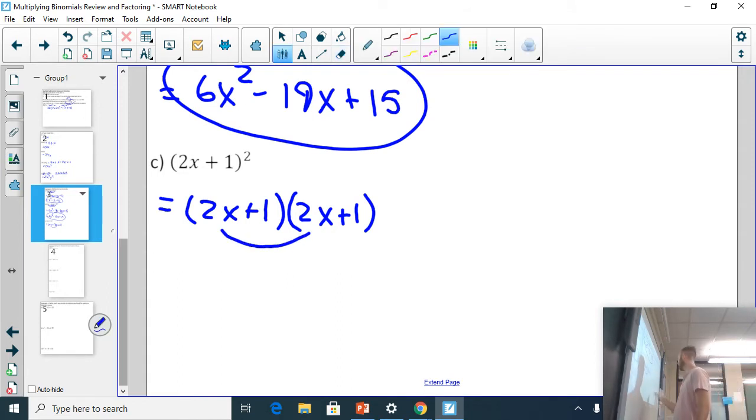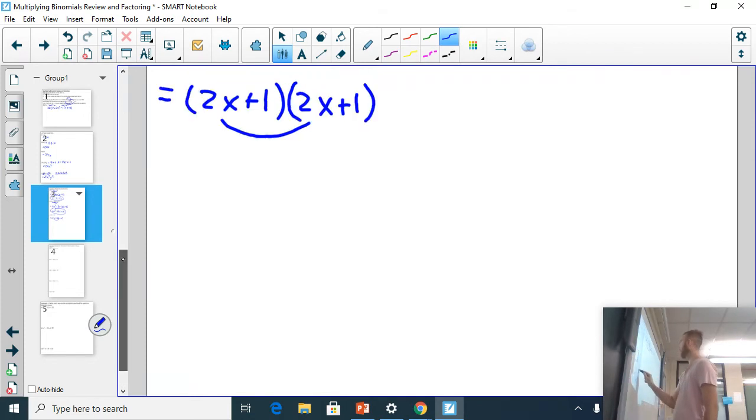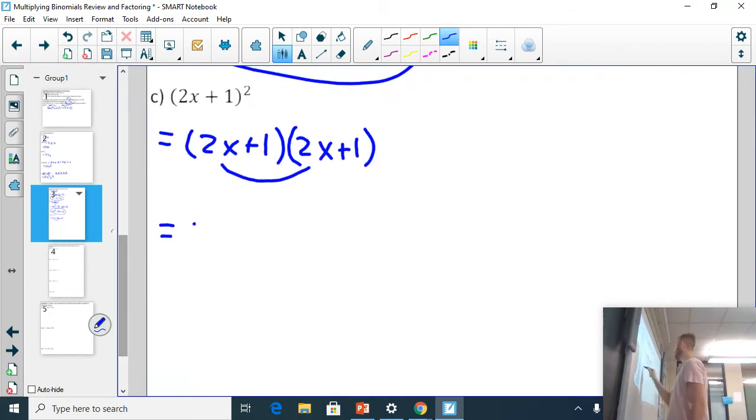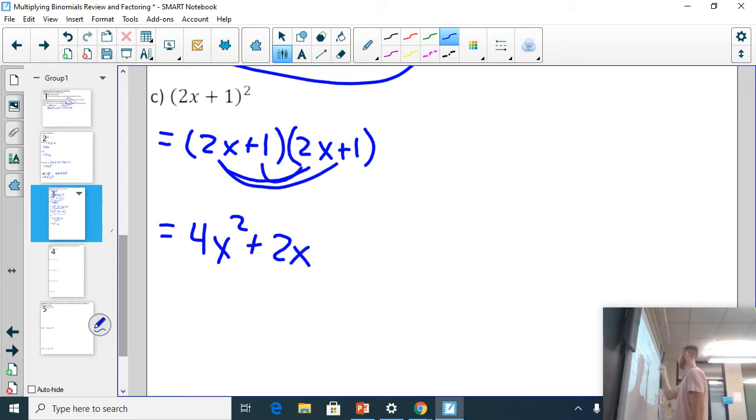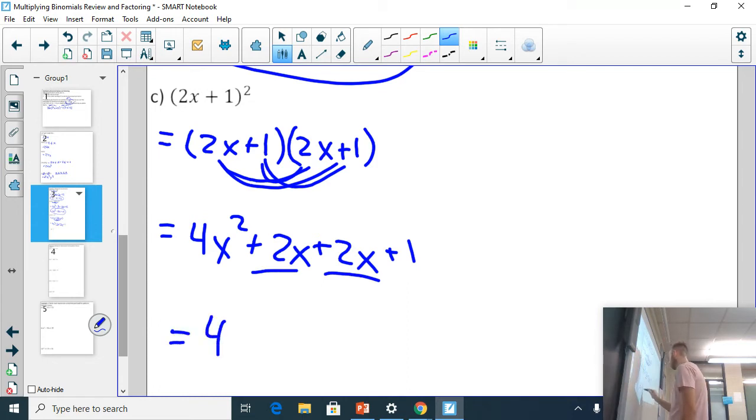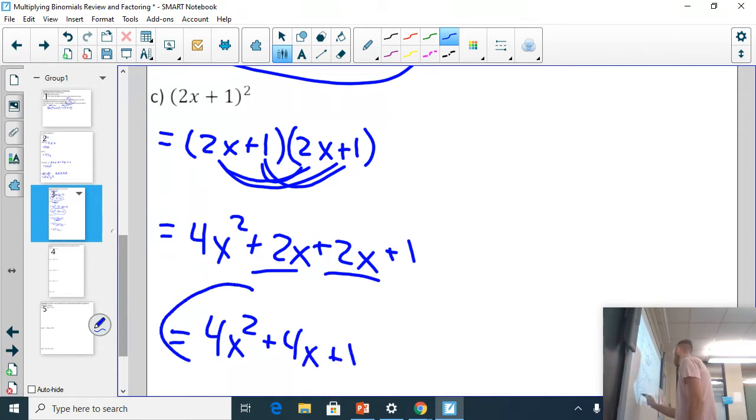We're going to do 2x times 2x, which is going to be 4x squared, 2x times 1, which is positive 2x, 1 times 2x, which is another positive 2x, and then 1 times 1 is plus 1. We have 2 like terms in the middle. This will turn into 4x squared, 2x plus 2x is 4x, and then we're adding 1.